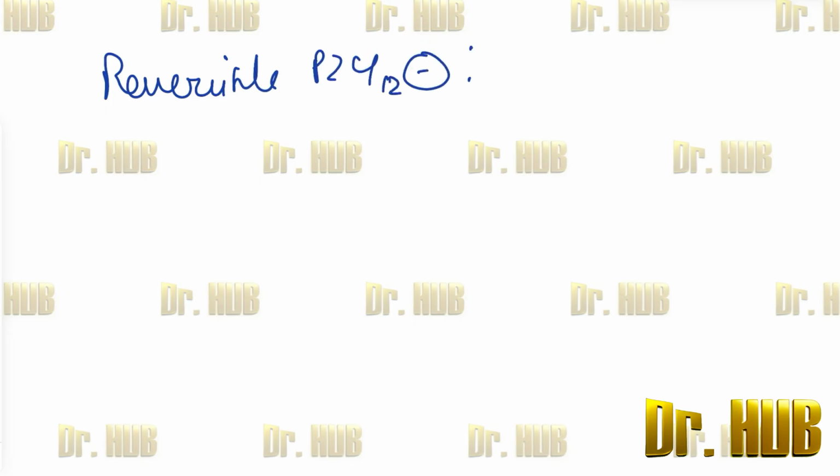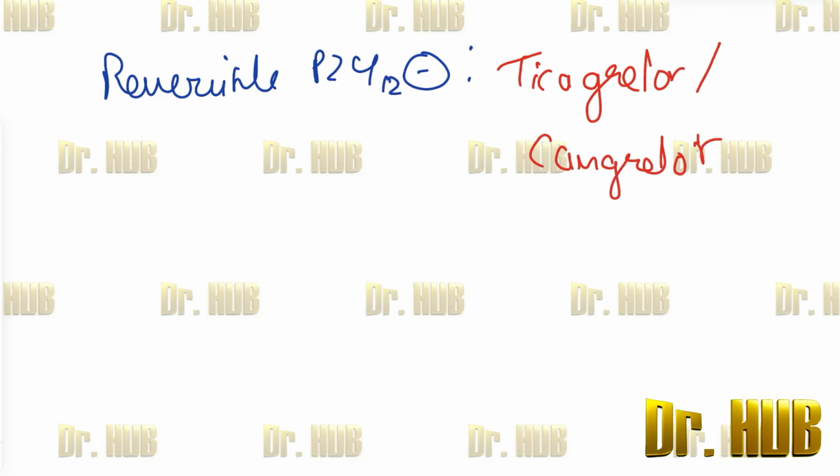Next we move on to the reversible P2Y12 inhibitors. This again contains ticagrelor as well as cangrelor. So there is the grelor which is present in the reversible.